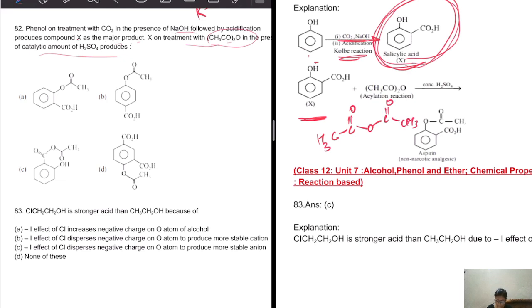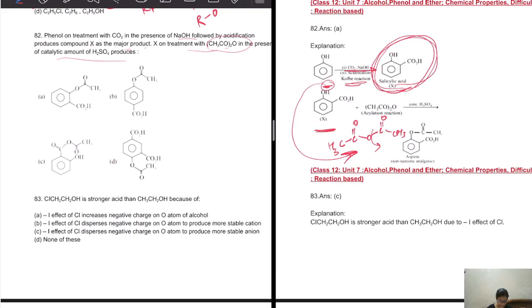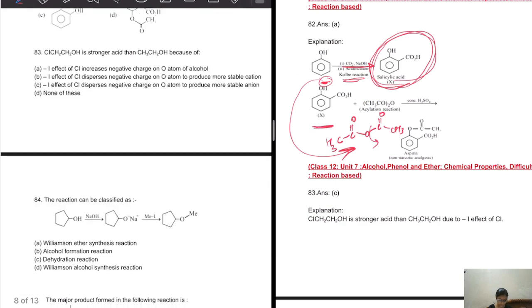All right. So what will happen here? That O negative will react. So this will react and the other moiety will go. So what will we get? We will get option A as our answer. Now let's see the next question.